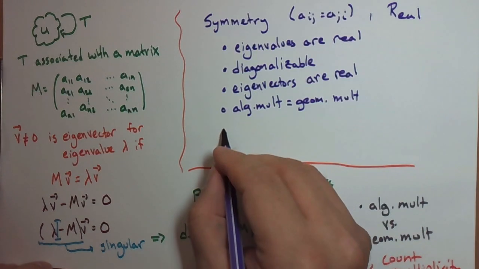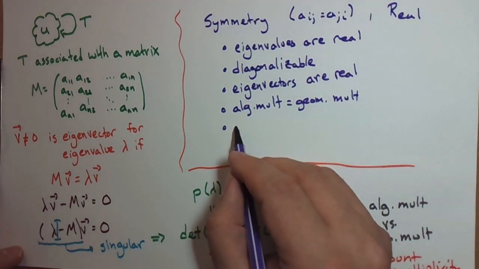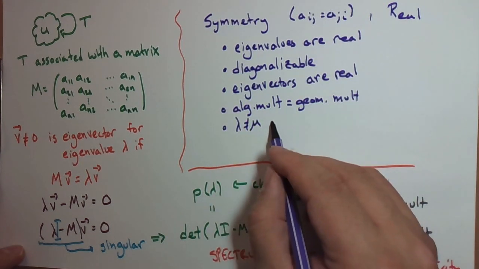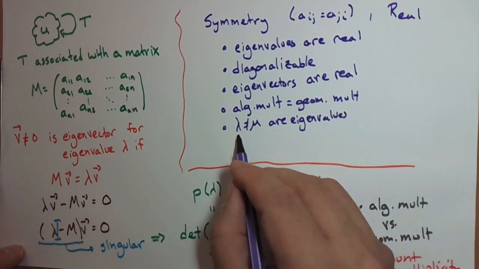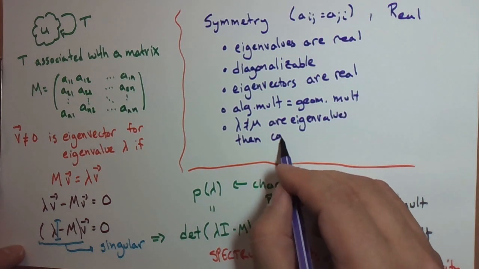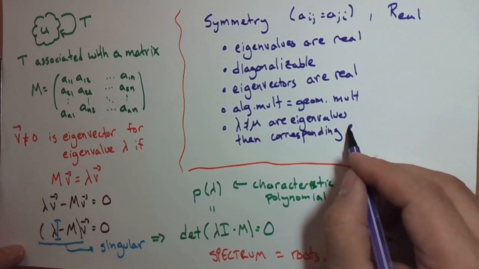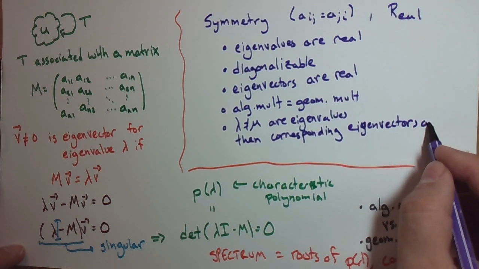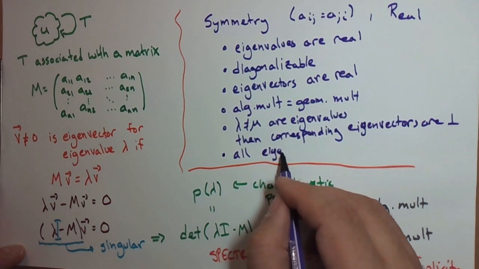One more fact, although you'll probably give me two or three before we get to the one we want. Eigenvectors from different eigenspaces are orthogonal. Okay, good, yeah. So if lambda is not mu, our eigenvalues, then corresponding eigenvectors are perpendicular. And indeed, not only is that the case, but we can assume that all eigenvectors can be perpendicular.